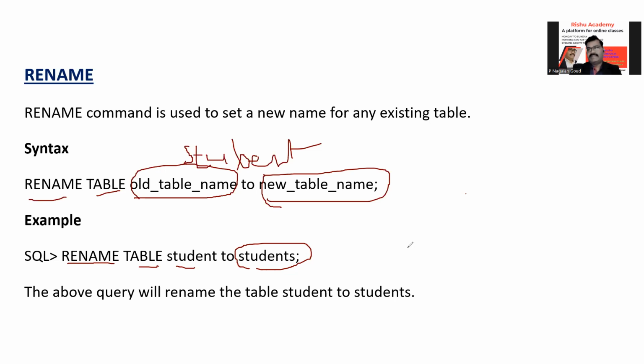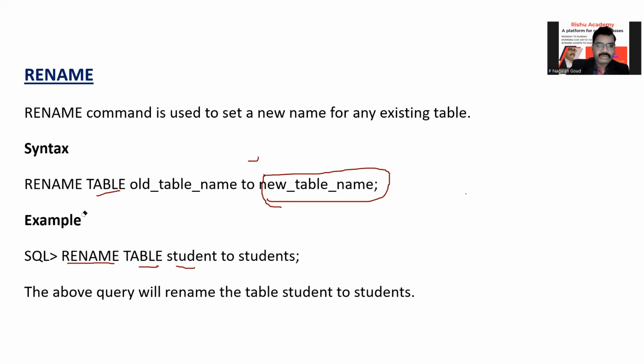Renaming means replacing the existing name. It creates only one copy, right? That is renaming the table. So rename allows us to replace the existing table name with the new table name. It creates only one copy.